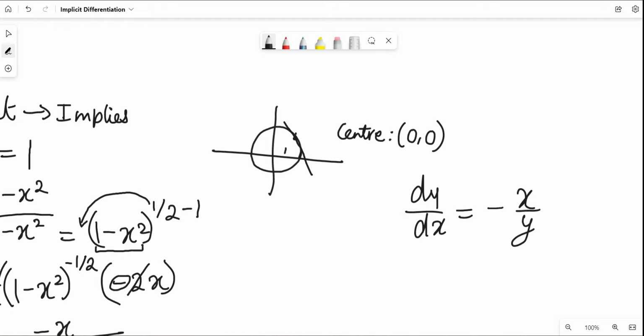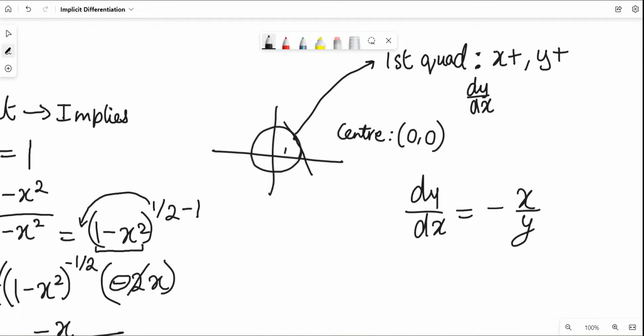So let's look at the first quadrant here. And here x is positive and y is also positive, but the gradient is negative. So dy by dx is negative. And we can see that this negative sign, because these two are positive, makes dy by dx negative, and that fits with our description.